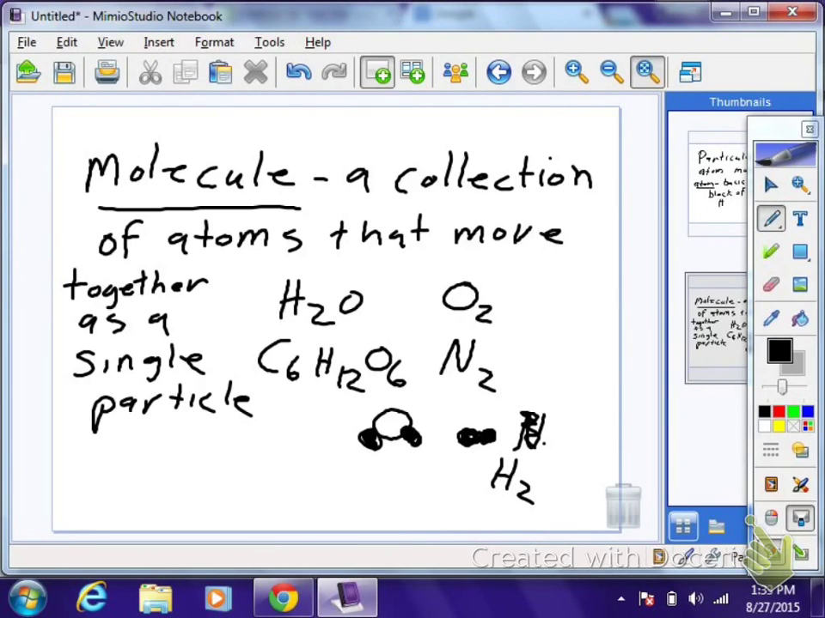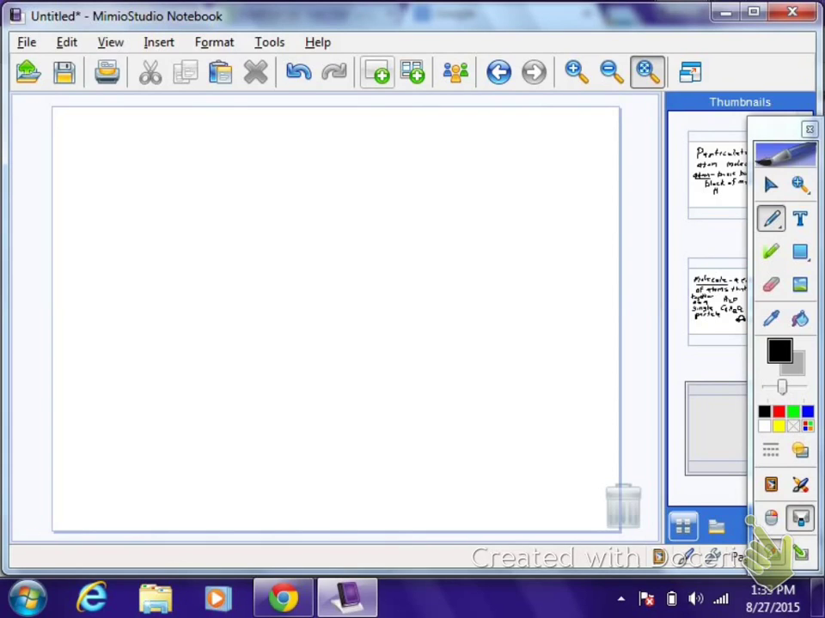Okay? So on your list, we've got atom, and we've got molecule. Let's speed things up a little bit. We have this thing called element. We talked about it. It's the fundamental substance.